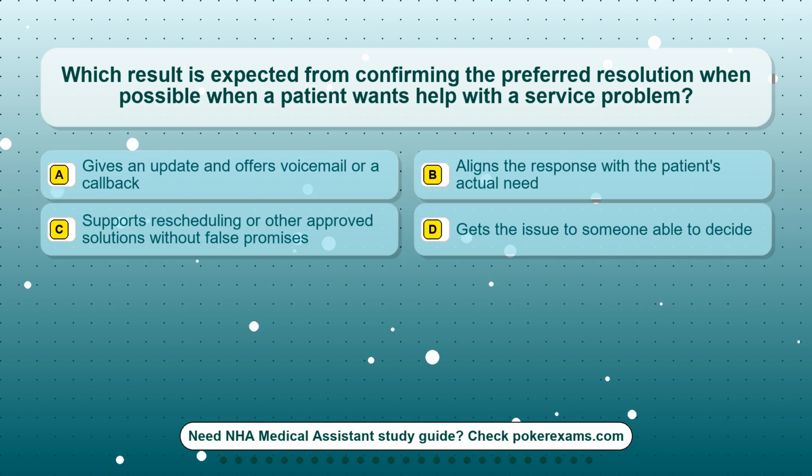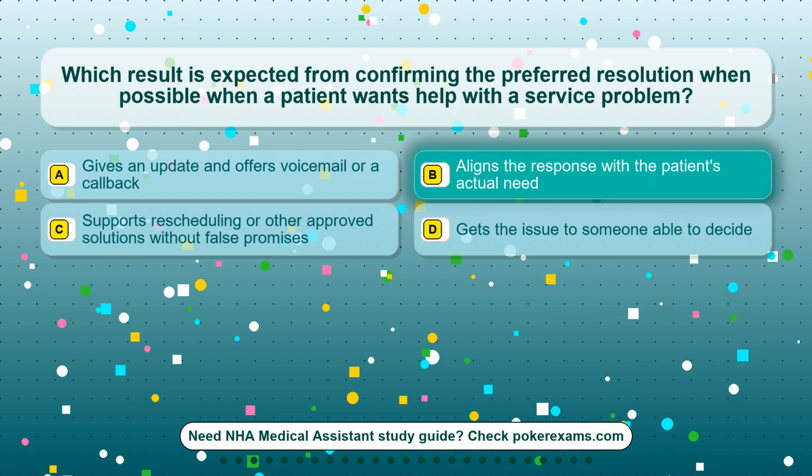Question 20. Which result is expected from confirming the preferred resolution when possible when a patient wants help with a service problem? Option A, gives an update and offers voicemail or a callback. Option B, aligns the response with the patient's actual need. Option C, supports rescheduling or other approved solutions without false promises. Option D, gets the issue to someone able to decide.